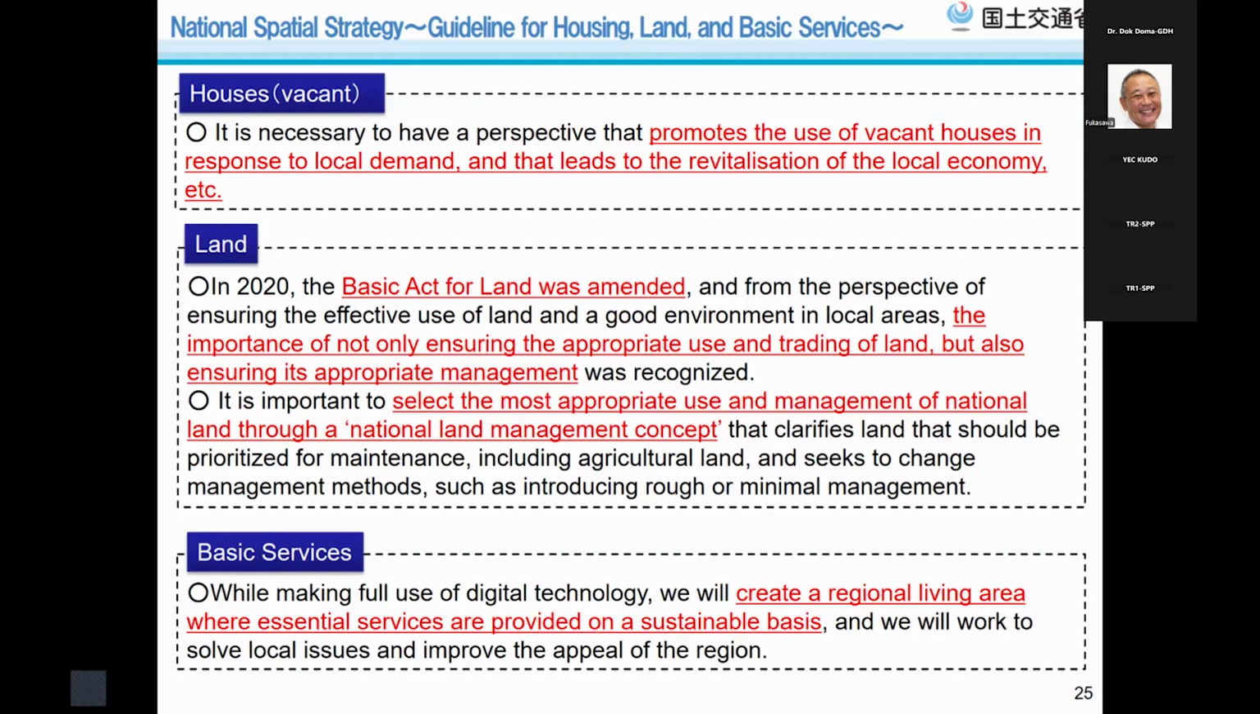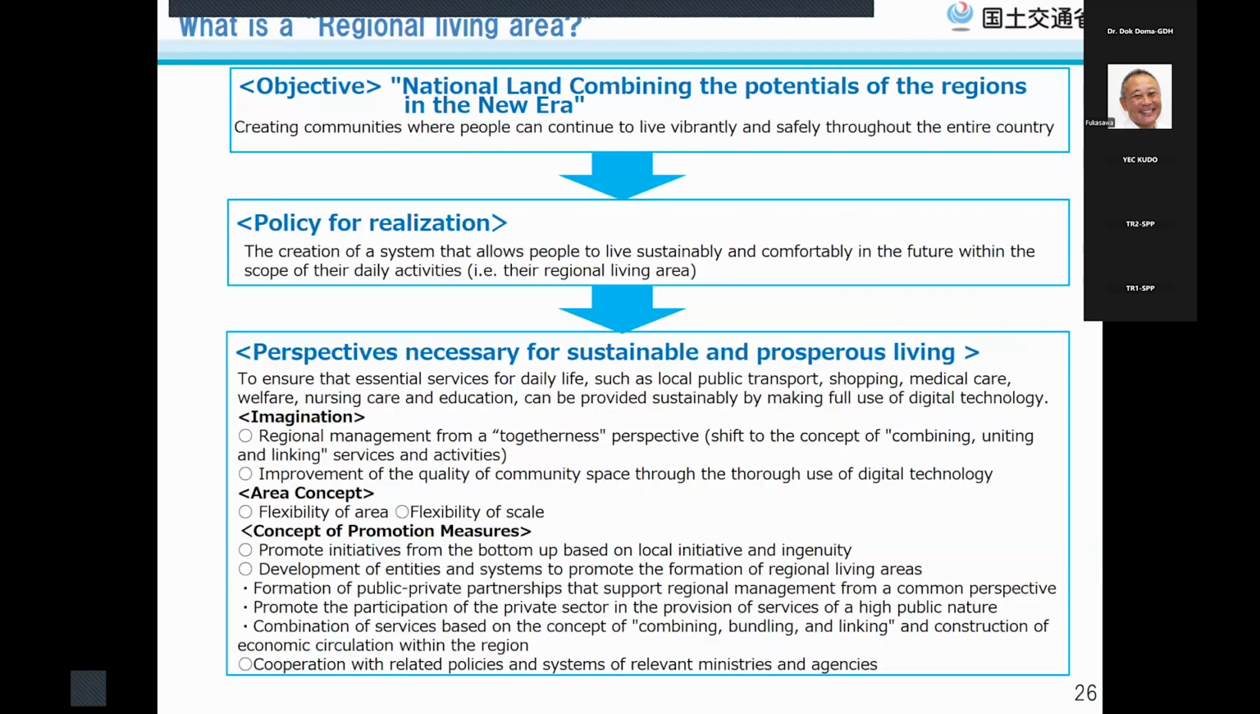For the lifestyle infrastructure, through the full use of digital technology, we can create a regional living area where essential services are provided on a sustainable basis. And we will work to solve local issues and improve the appeal of the region so that we can utilize the Japanese archipelago in an efficient and appropriate manner. And for the living environment, if you look at the bottom box, we want to ensure that essential services for daily life, such as local public transport, shopping, medical care, and so forth, can be provided sustainably. We would like to use digital technology so that we can bundle, combine, and link services and activities from many different perspectives.